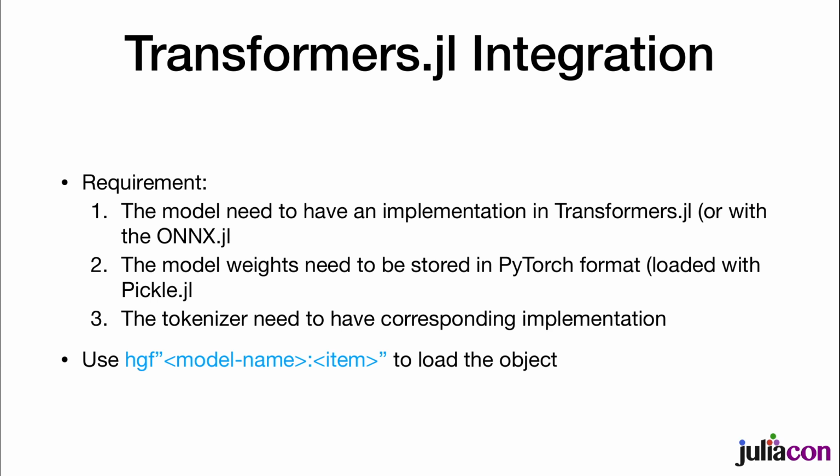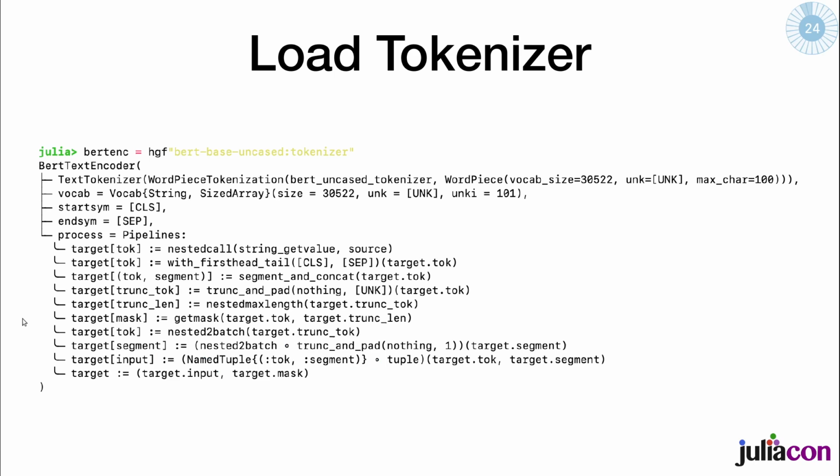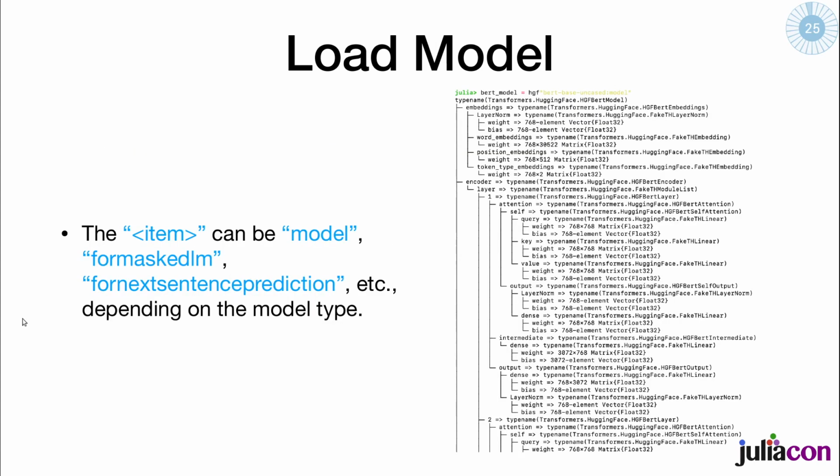If all the requirements are met, you can use the hgf string to load the models. For example, loading a BERT-based cased tokenizer with the hgf string, or loading the BERT model. Here, like the Hugging Face transformers, you can also specify the task, so it will initialize the model accordingly.